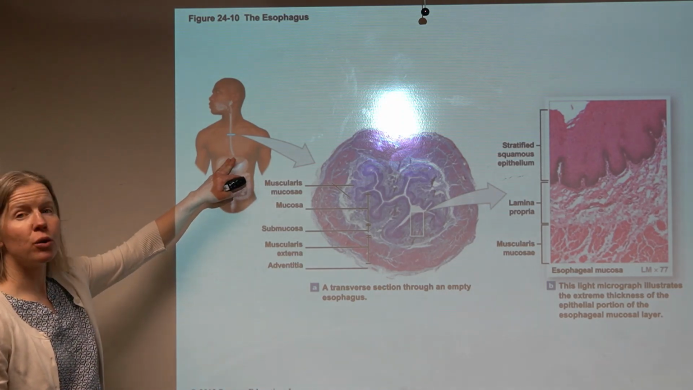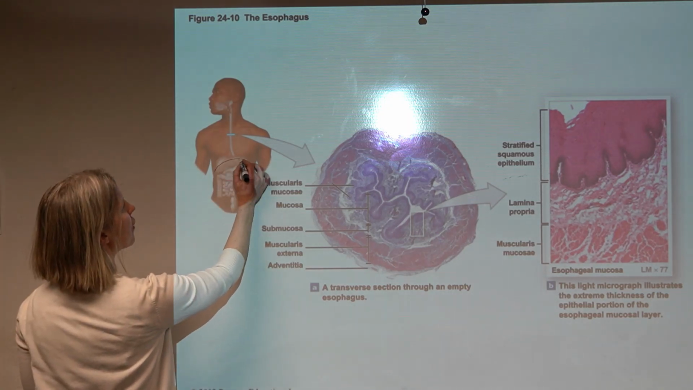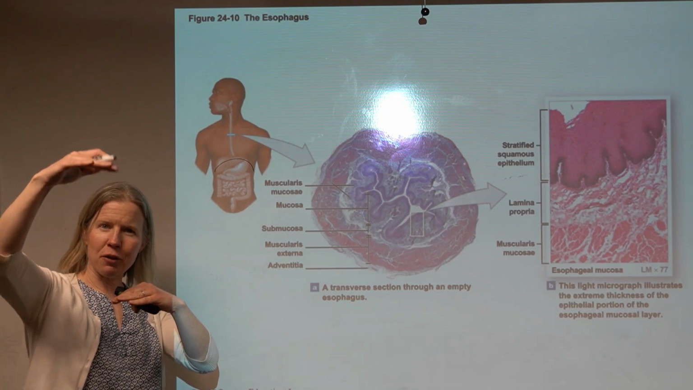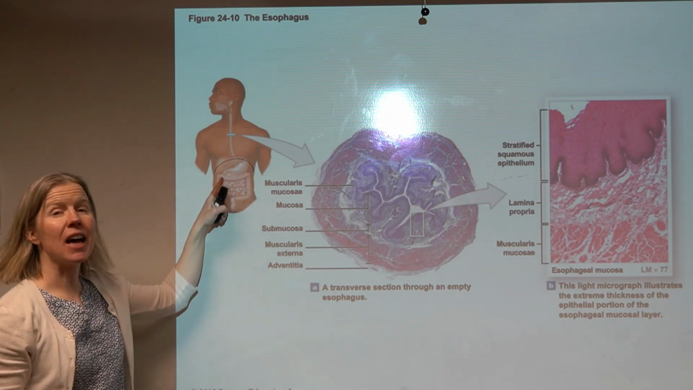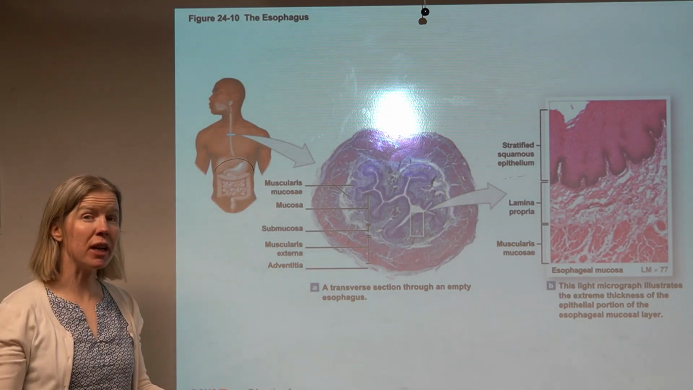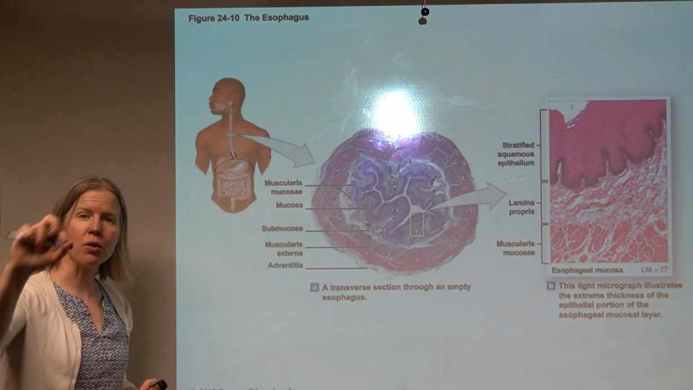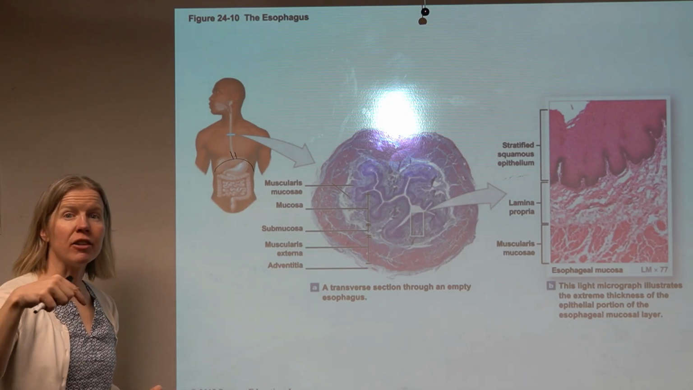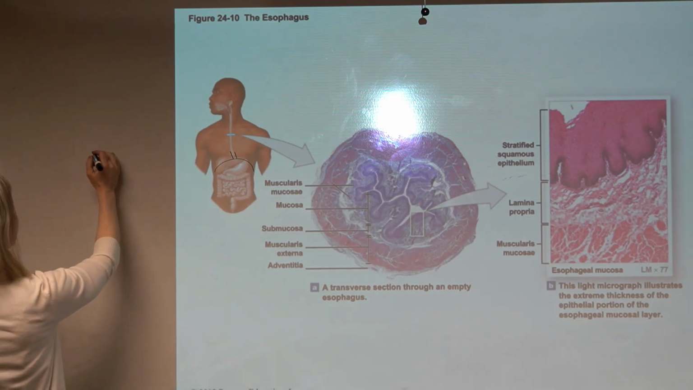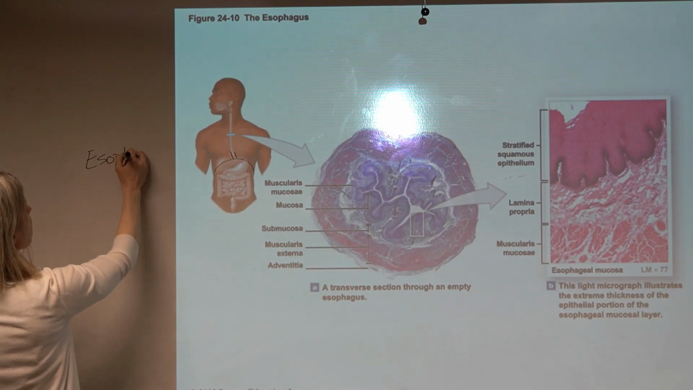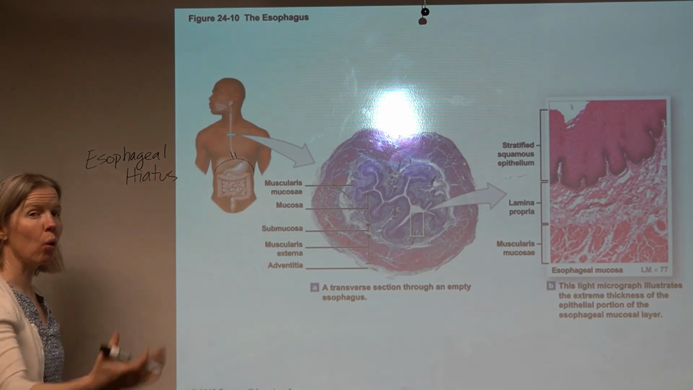A couple other things to note on the esophagus. You can't really see it on this picture, but you do have to recall that separating the thoracic cavity, where the esophagus is coming down, and the abdominal cavity, where the stomach is, you have the diaphragm, the dome-shaped muscle that was helping us breathe. The esophagus is actually going to have to pass through the diaphragm. And so there's a little hole that the esophagus passes through. And this is the hiatus, or esophageal hiatus. Again, this is a hole in the diaphragm.